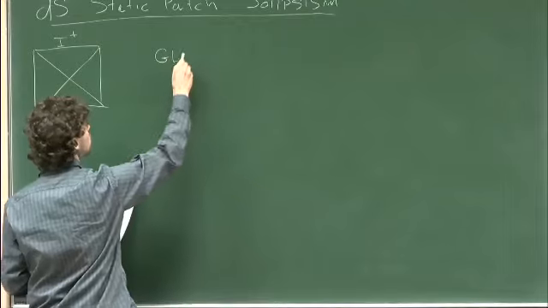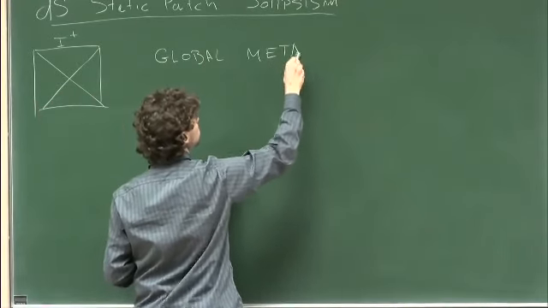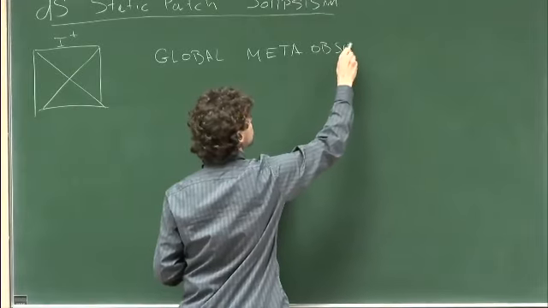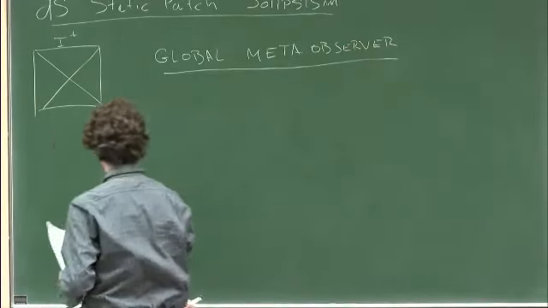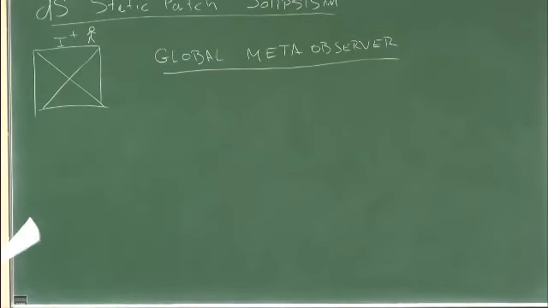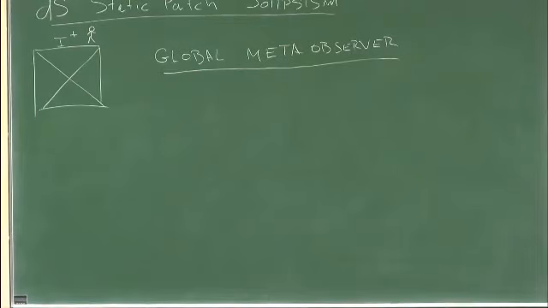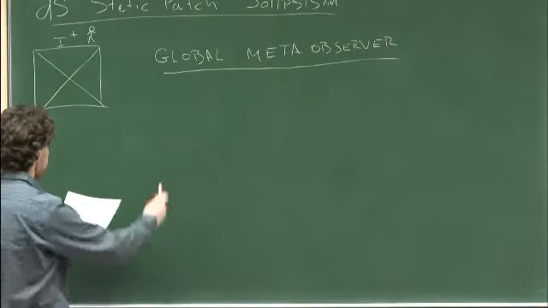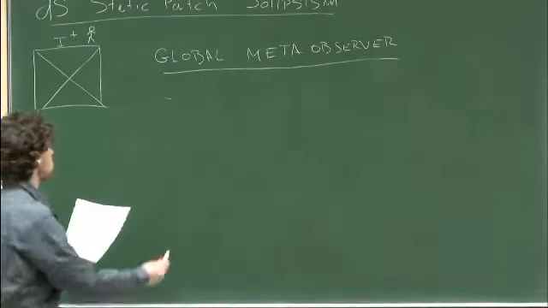It's what you can call a global meta-observer. This is a guy sitting here at scri plus and doing experiments at scri plus. Why do we worry about this observer? There are some very good features about this observer. Sitting at scri plus is a natural place to put boundary conditions.